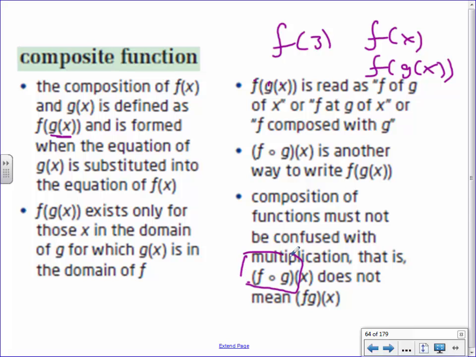Okay. It's not a dot. It's an open circle. If you ever see f open circle g of x, it does not mean multiply them. f open circle g of x actually means put the g inside the f. So you got to be super careful. f dot g is not the same as f open circle g.